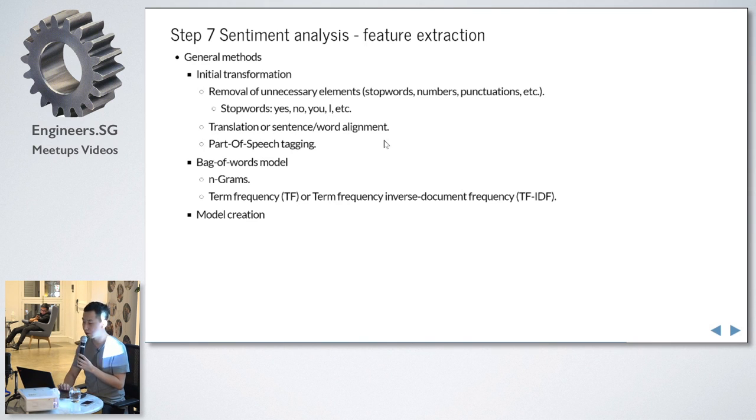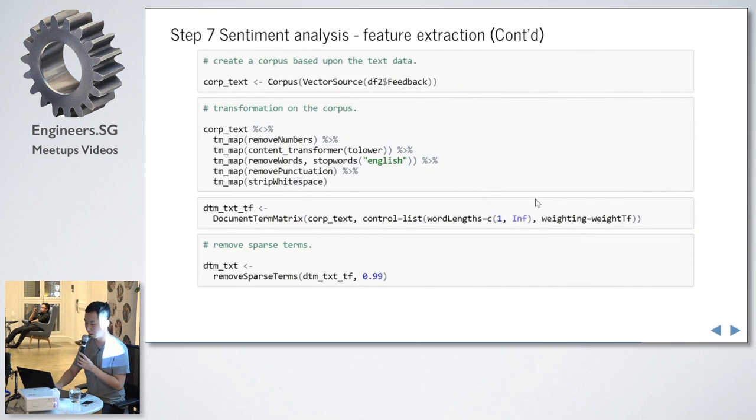After we do the initial transformation, we can create a bag of words model to count either the term frequency of the documents or the term frequency inverse document frequency. It's a little bit twisted, but these are ways we can convert the text data into numerical data, because numerical data is friendly to machine learning algorithms. After introducing this, let me show you how we can do that with the tm package, an R package which is very popular for text mining.